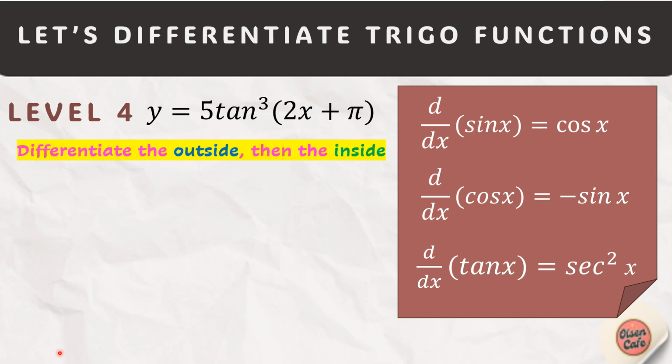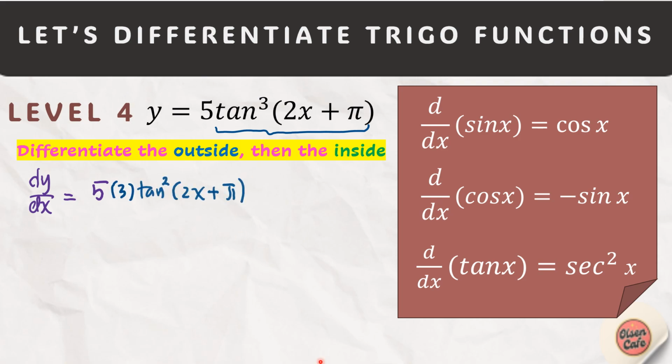So again, I'm going to apply this. I differentiate the outside, then the inside. So I'm going to apply chain rule again. Which means dy dx, this will give me 5, and then I bring down by using a chain rule. So I have 3, right? So I bring down the 3, and this will give me tangent square 2x plus 3.